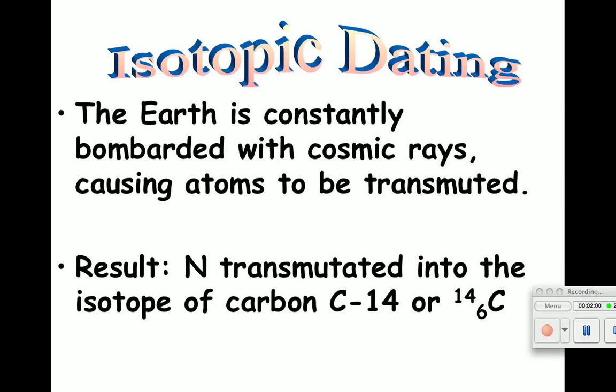Because the Earth is constantly being bombarded with cosmic rays from the sun and other stars, causing atoms to be transmutated. And one of the results of this is that nitrogen, because nitrogen is the most prevalent element in our atmosphere, is being transmutated from nitrogen into carbon-14.